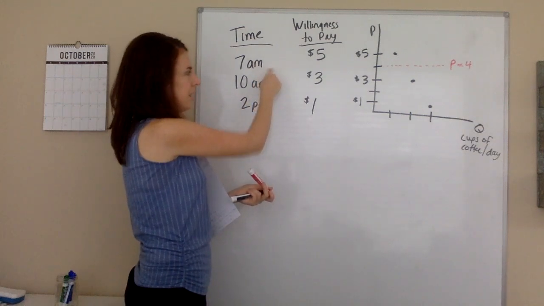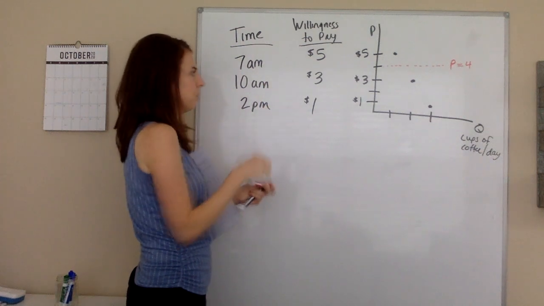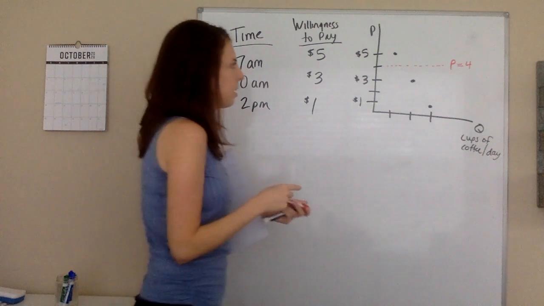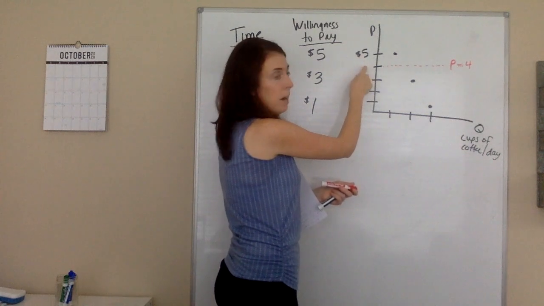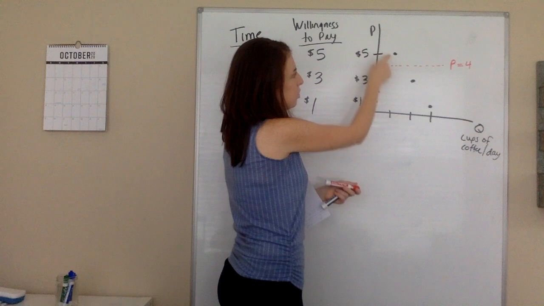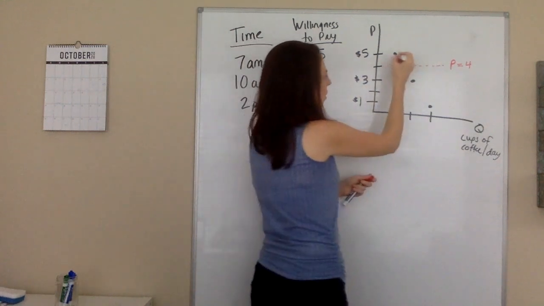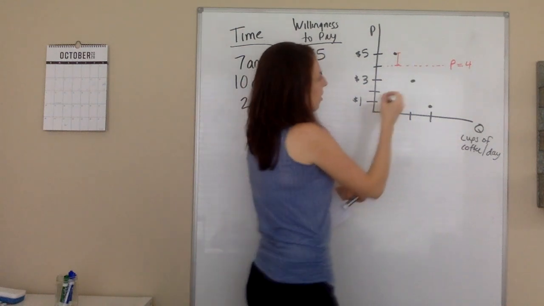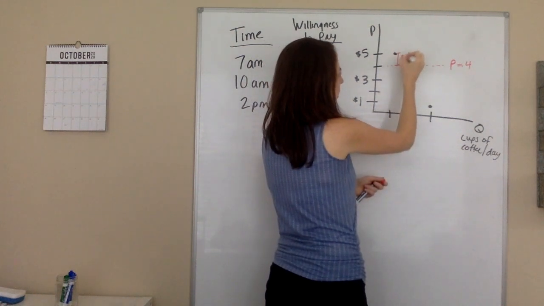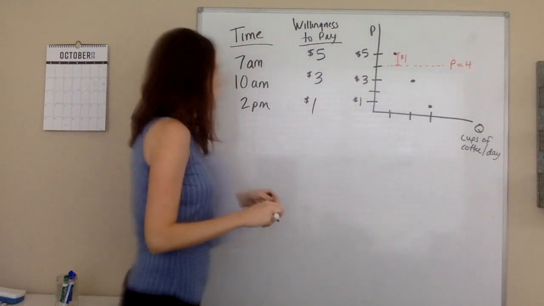cup. At 10 a.m., $4 is not worth it for them. At 2 p.m., it's not worth it for them. So at 7 a.m., they get their 1 cup of coffee. They buy it for $4, but they were willing to pay $5 at 7 a.m. So they're in a nice situation here because there is $1 extra that they were willing to spend for a cup of coffee that they didn't have to spend.